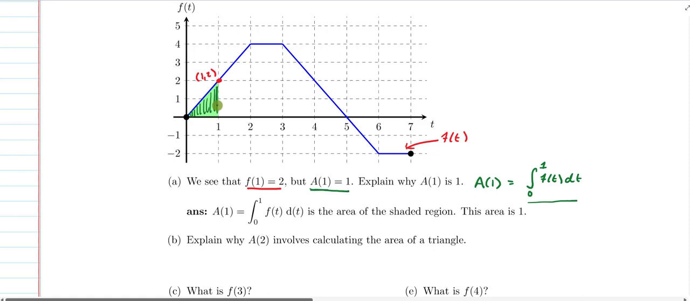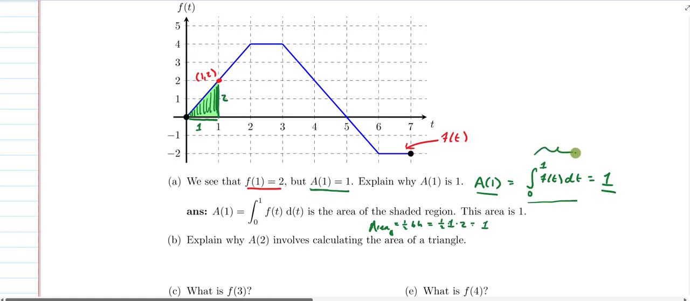And pay attention to these problems, folks, because sometimes you need to work through some calculations. But in this case, we're just going to use geometry. Notice that this is a triangle whose base is 1 and whose height is 2. And the area of a triangle is just 1/2 its base times its height. And in this case, the base is 1 and the height is 2. And if we compute that, we get 1. So that's why a sub 1 equals 1.